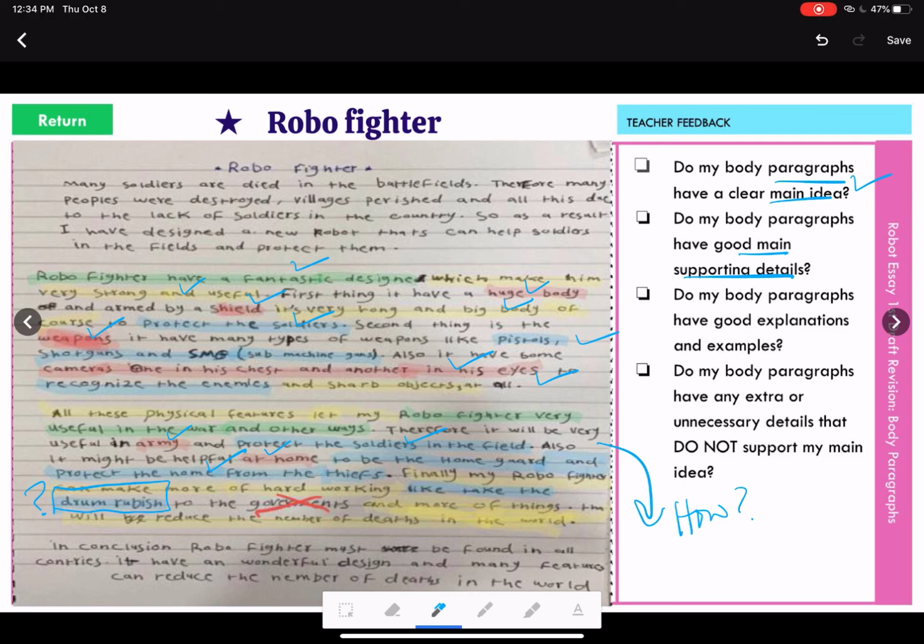I think the ideas in the second body paragraph just need a little bit more explanation as to how this robot is going to protect soldiers. You told me it has a lot of guns and weapons, so how is it going to use those to protect soldiers? All right, so maybe something to think about as we go forward. But overall, Yarub, as usual, really nice work. Keep it up, and let me know if you have any questions.